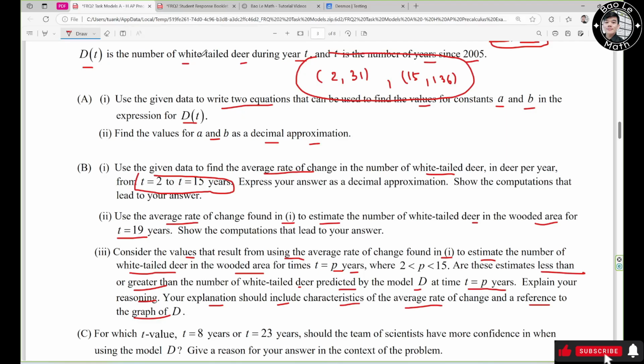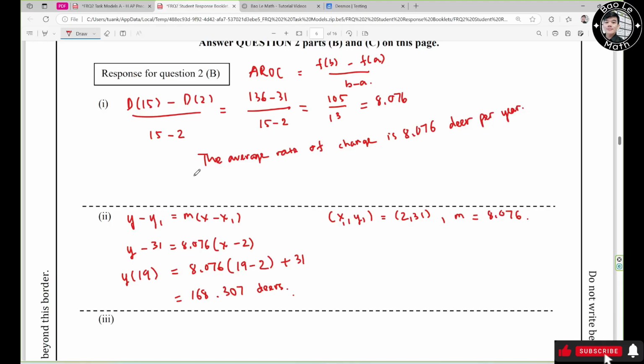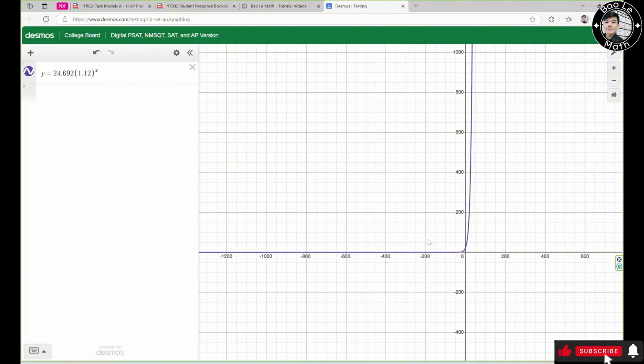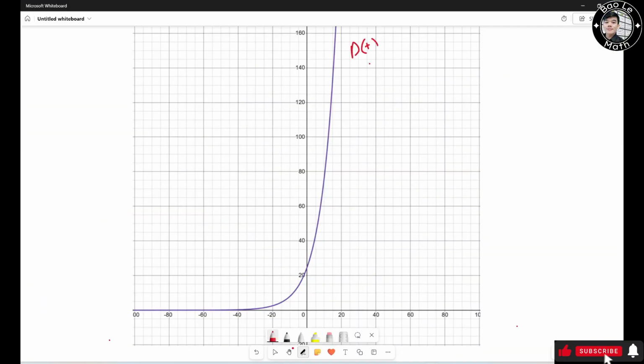Alright, so go ahead, graph the function D(t). Previously we got the function D(t) right here. So it's going to be like this, right? D(t) is an exponential function, right? And you know that the average rate of change from 2 to 15 is going to be somewhere right here, and 15 is going to be right here, right? So you're going to draw the secant line. Now you see that the estimate using the secant line, or the average rate of change from 2 to 15, increases steadily, while the exponential function is increasing faster than the secant line, because the exponential function is concave up, so the rate of change is increasing, right? So D(t) must be greater than D(p), right?